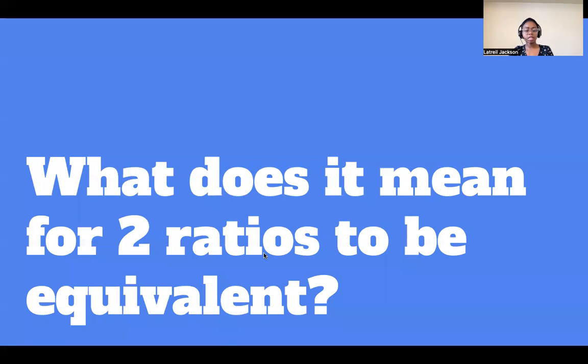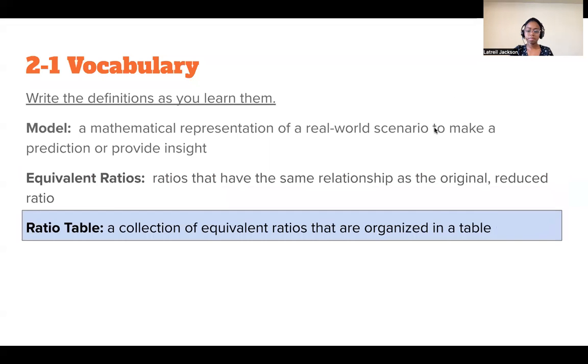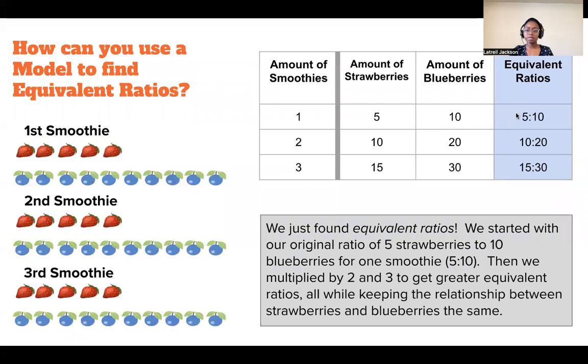So my question to you is, what does it mean for 2 ratios to be equivalent? Think about it, write it down in your notes. So we have a new vocabulary word, and that is equivalent ratios. What are they? Ratios that have the same relationship as the original reduced ratio. As we were able to see, all of these ratios for 2 smoothies and 3 smoothies have the same relationship between each other.